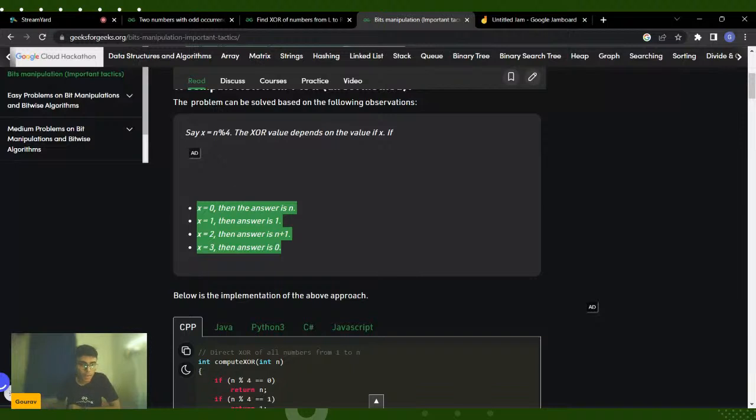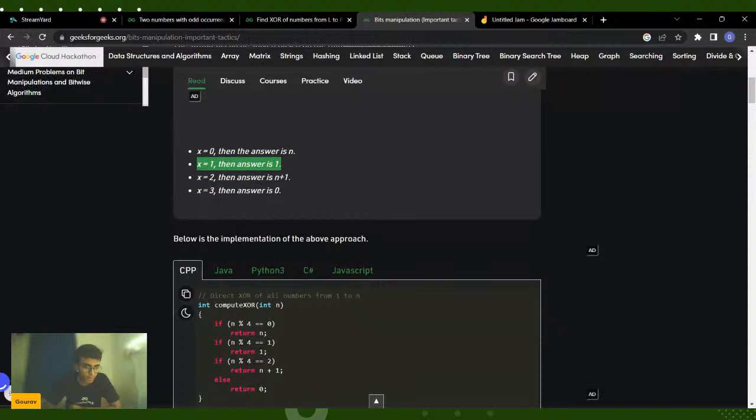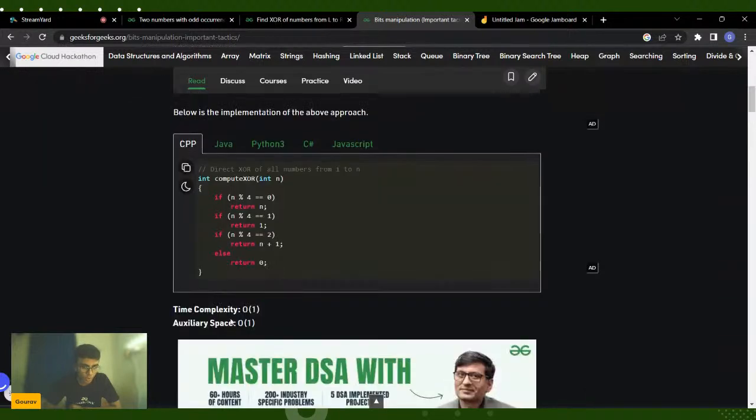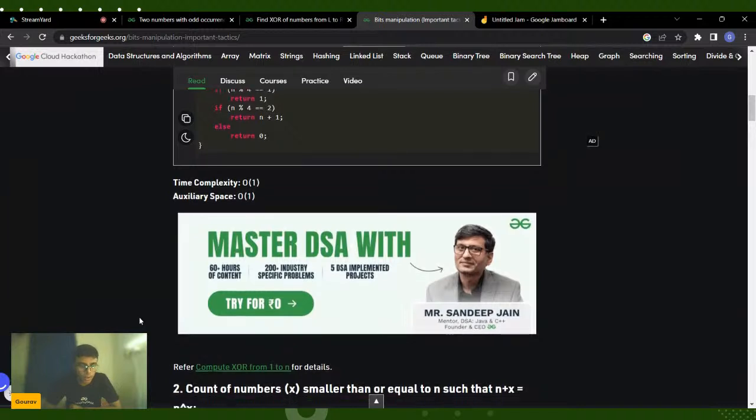So in this case, I won't be spending much time on this because I'm sure everyone knows about this. If x mod 4 is equal to 0, the answer would be n. If it is equal to 1, the answer would be 1. If it is equal to 2, the answer would be n plus 1. And if it is equal to 3, the answer would be 0. So you can just write a small function which implements this exact same concept.